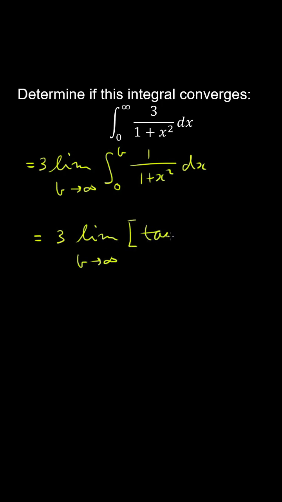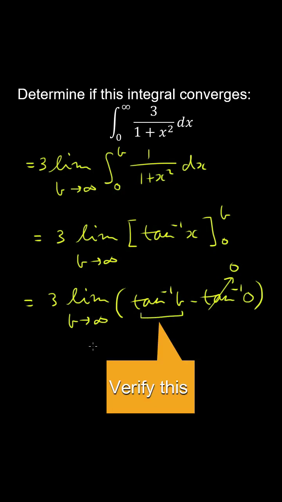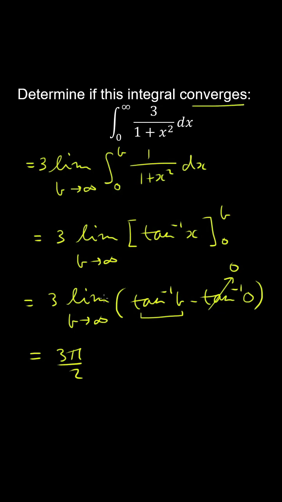And we have arctan of x evaluated from 0 to b. And therefore we have 3 by the limit as b goes to infinity of arctan b minus arctan 0. And arctan 0 is 0. And as b goes to infinity, arctan b approaches pi on 2. So what we get effectively is 3 pi on 2, and therefore the integral converges.